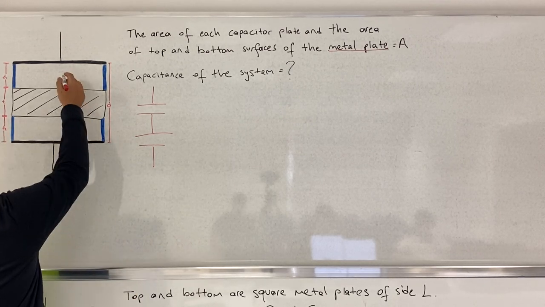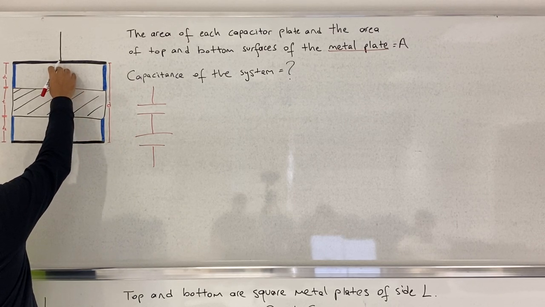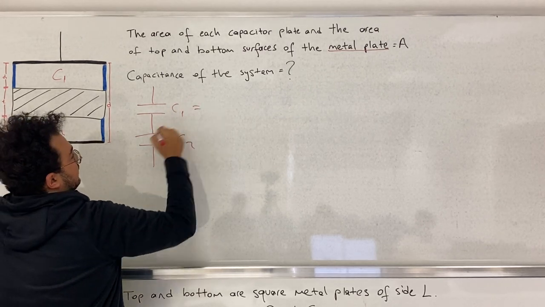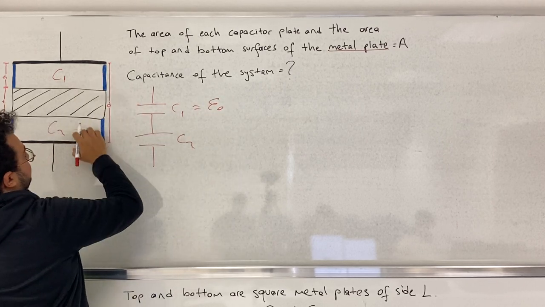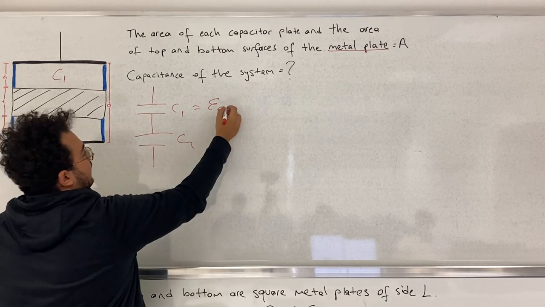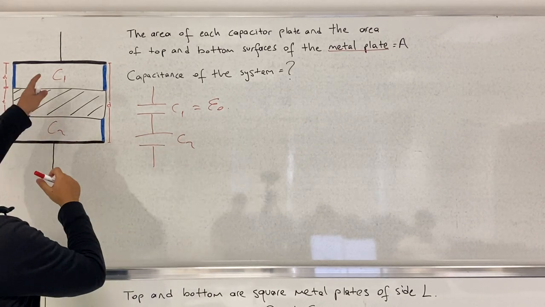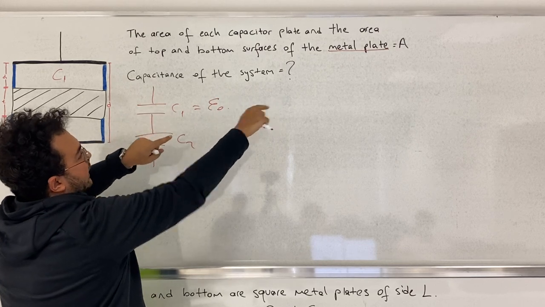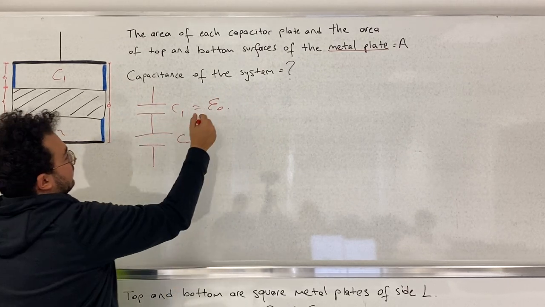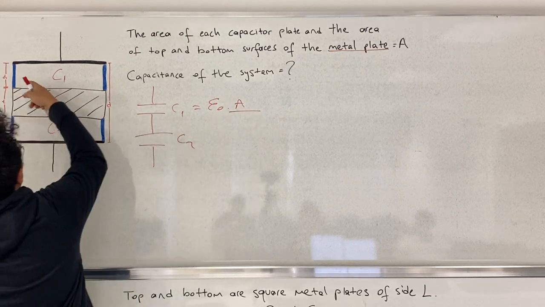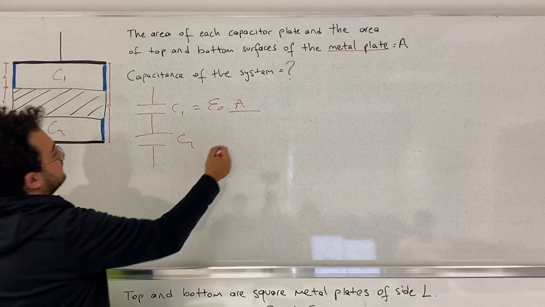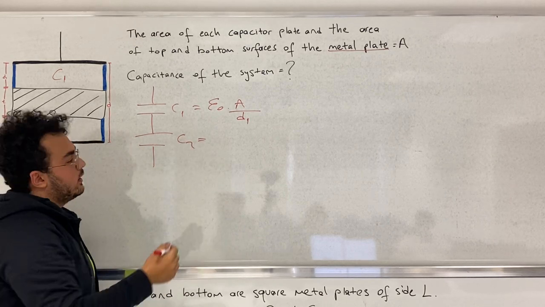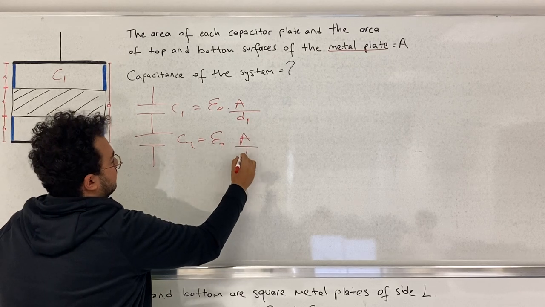So the capacitance of this little capacitor, let's call it C1 and C2. So this is C1 and this is C2. C1 equals epsilon zero, the electric constant of these two areas, times, in the question it is given that the metal plates have the area A, so epsilon zero A divided by this thickness, which is D1. For the second capacitance, it is calculated in the same way, epsilon zero times A divided by D2.